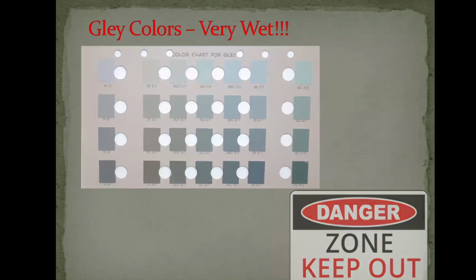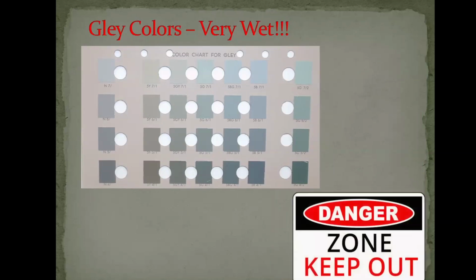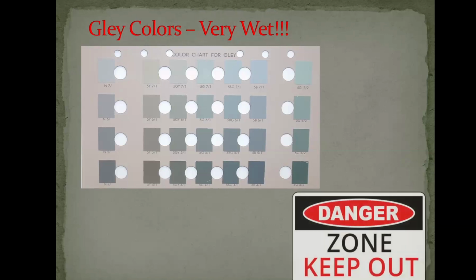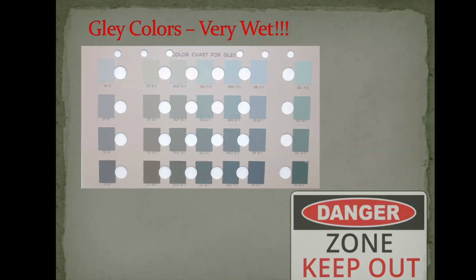And if you have to use this page, my soil book looks different than this one, but a lot of the same colors. If you have a Gley page in your Munsell color book and you have to use any of them on here, these are wet. These are all Gley colors. If you see this, pretty bad stuff. Now, not always the case.